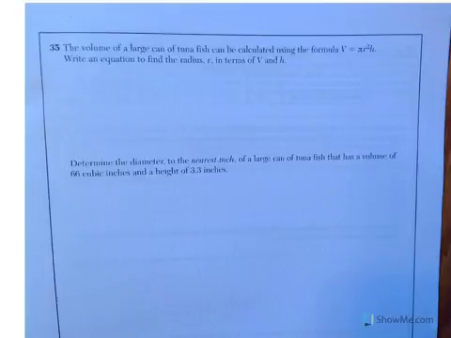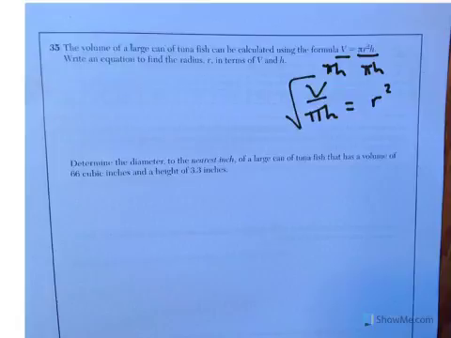35. The volume of a large can of tuna fish can be calculated using the formula V equals pi r squared h. Write an equation to find the radius r in terms of V and h. Well, what I can do first is divide both sides by pi h to get r alone. Then I'm left with V over pi h equals r squared. The opposite of squaring something is to take the square root. So r will equal the square root of V over pi h.